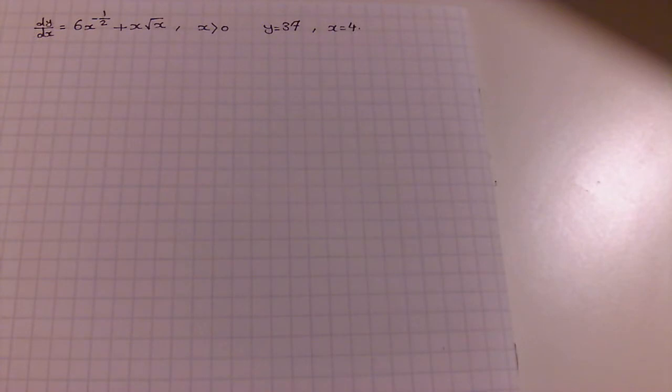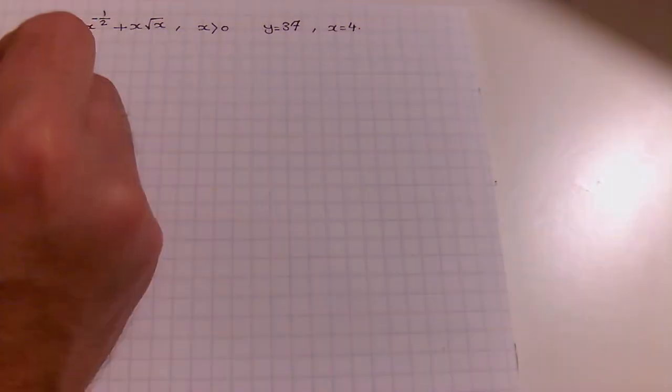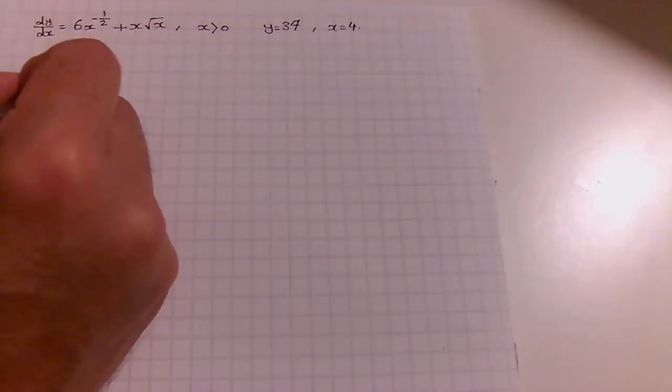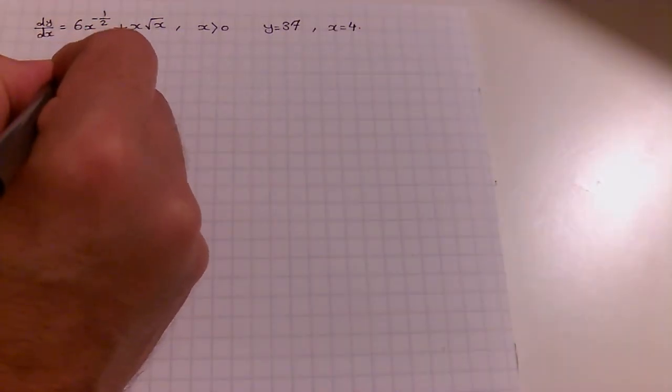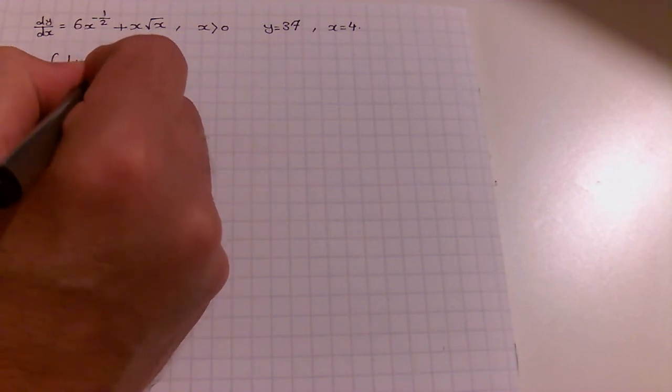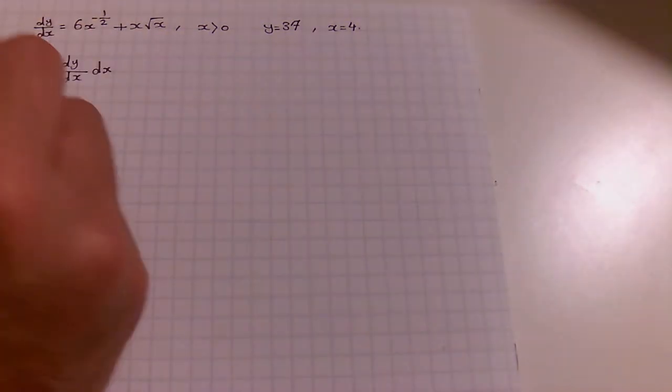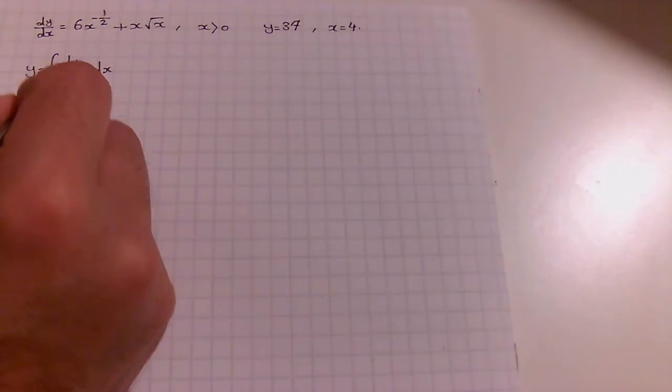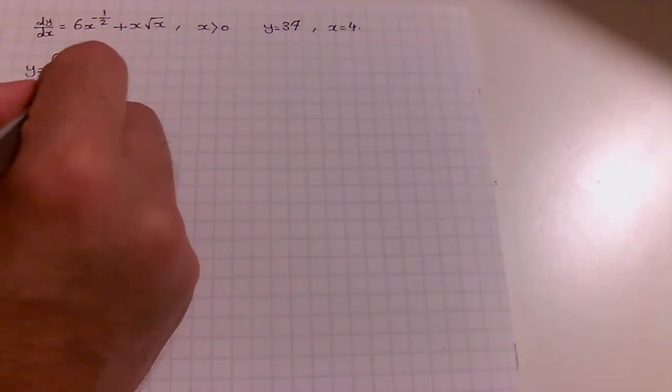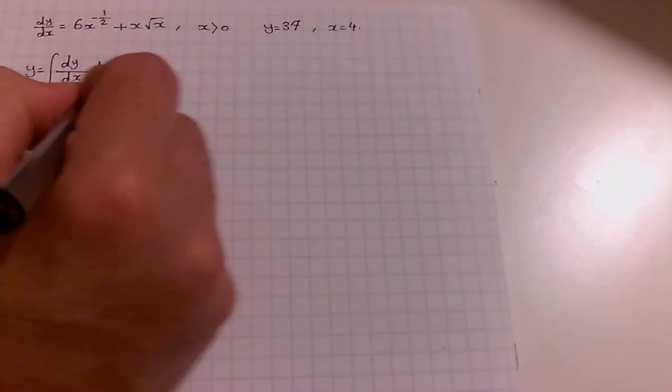Okay, the next question is July 31st. Given that dy over dx is equal to 6 times x to the minus half plus x times root x. Given that y equals 37 when x equals 4, find y in terms of x.